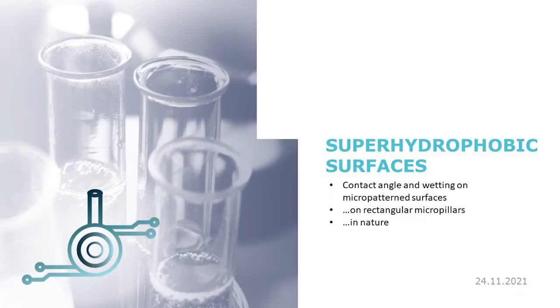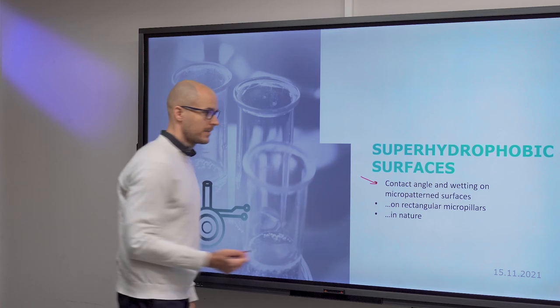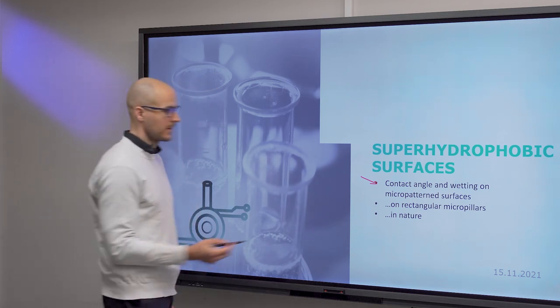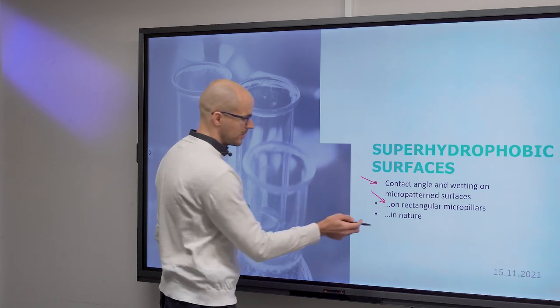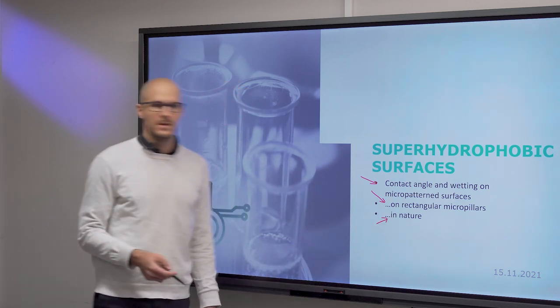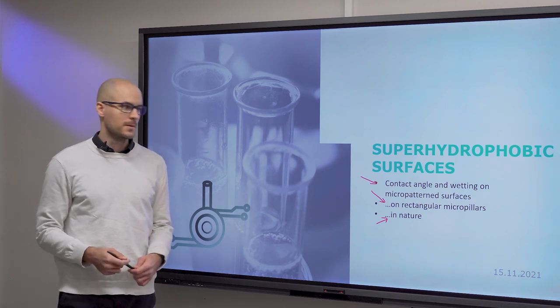So in this video, we talked about superhydrophobic surfaces, namely contact angle and wetting on micropatterned surfaces, engineered surfaces with rectangular micropillars, and also mentioning where these can be found in nature.